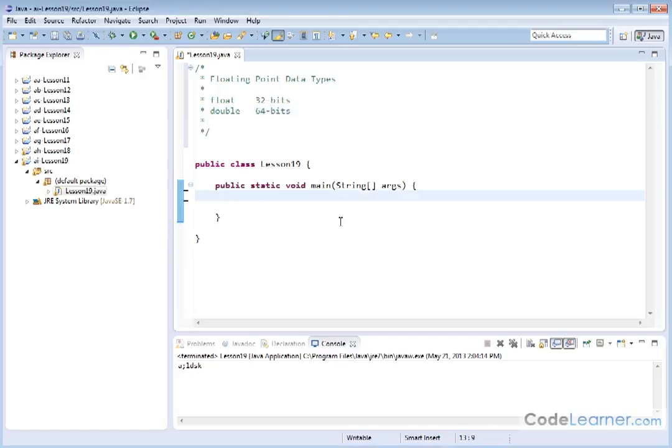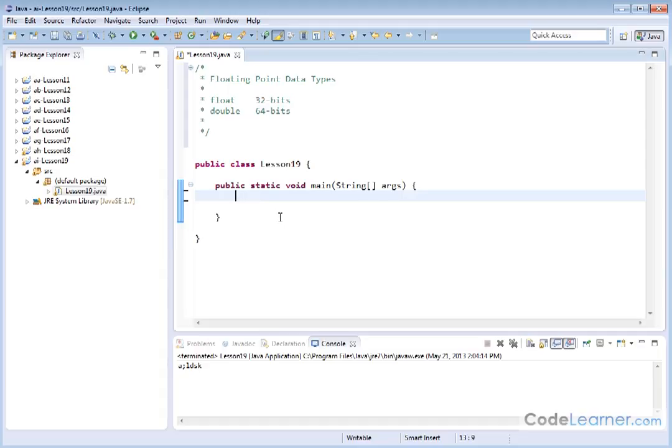And what we're going to do here is talk about additional floating point data types. We've talked about the double quite extensively, and that's for a good reason. It's because the double floating point representation is really the standard, it's the default, it's the most common variable type you'll use for floating point numbers in Java.